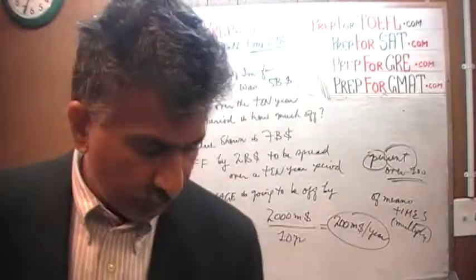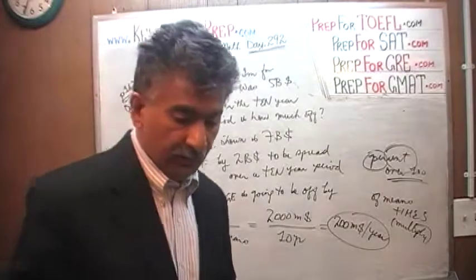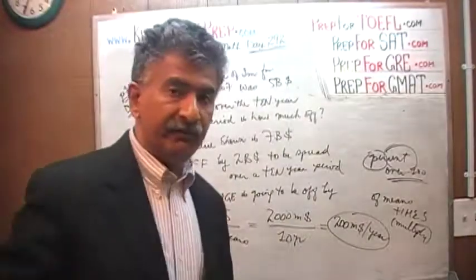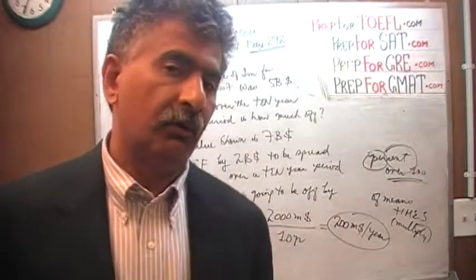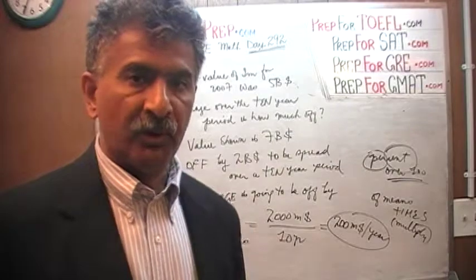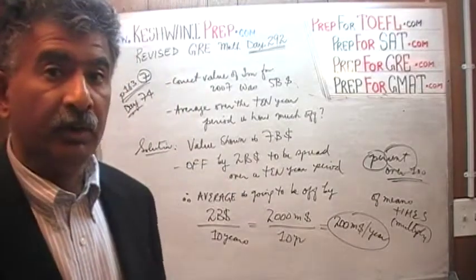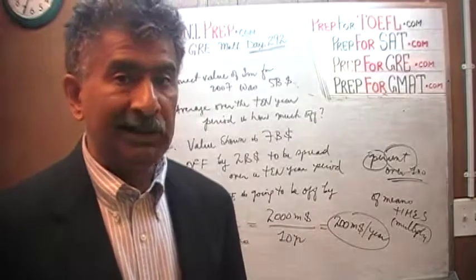The question was, the average over the 10-year period is going to be off by how much? And the answer is, the average import over the 10-year period is off by $200 million per year, because we are off by a total of $2 billion. 2 billion spread over 10 years is $2,000 million divided by 10, which is $200 million per year.